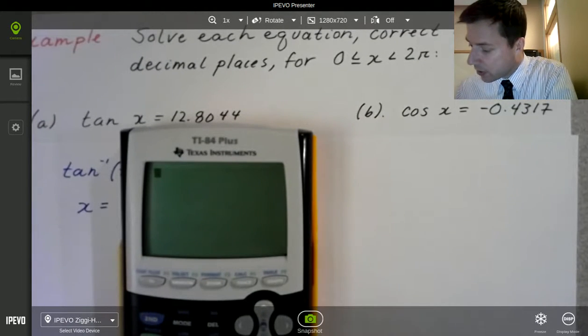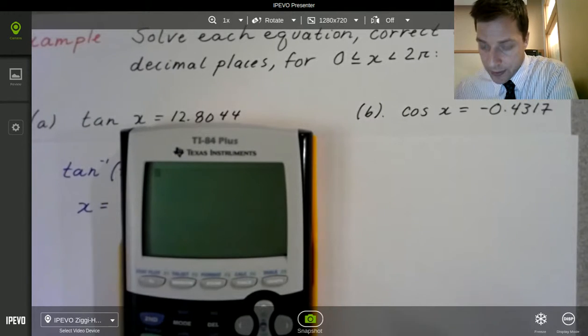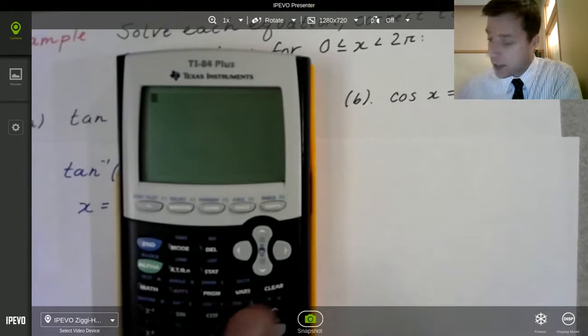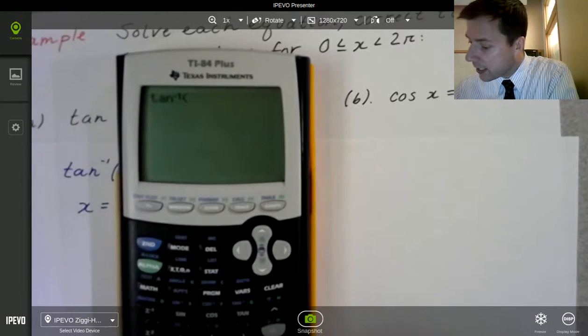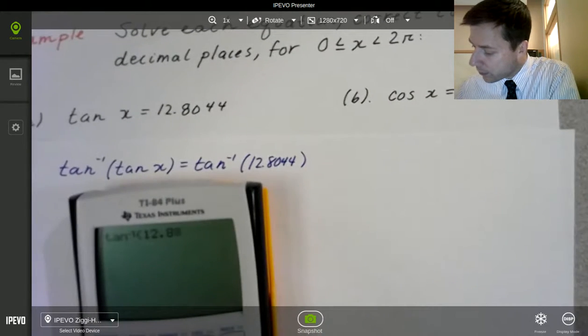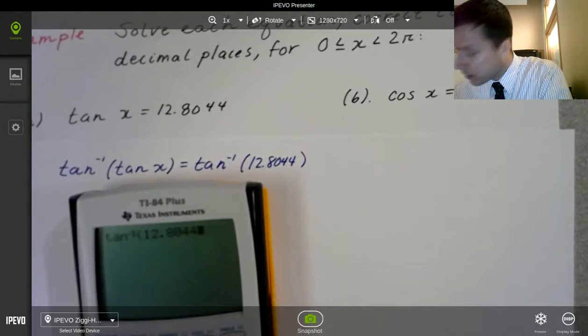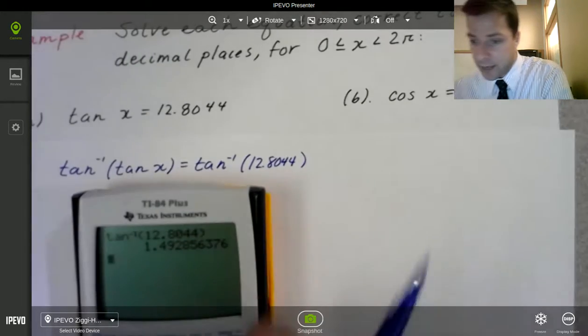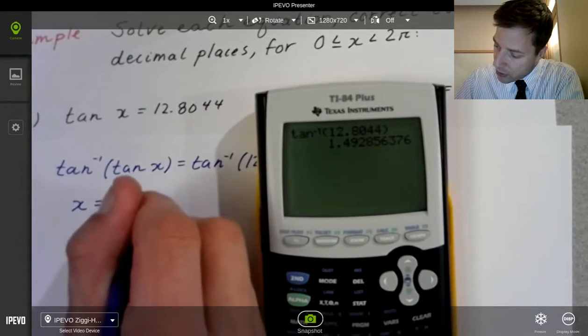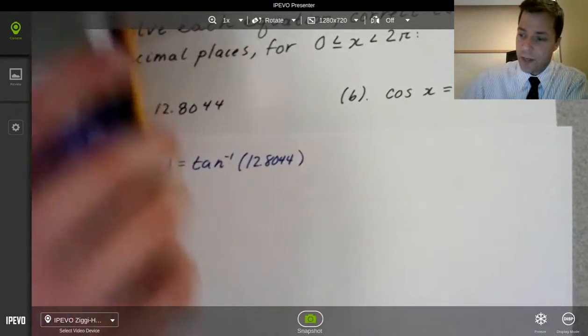So I can see we're going to use the inverse tan button. The tan button's right here, right where my finger is, tangent. So second tan, and then I do 12.8044, and I get 1.49285, so 1.4929. Now that's in the first quadrant.